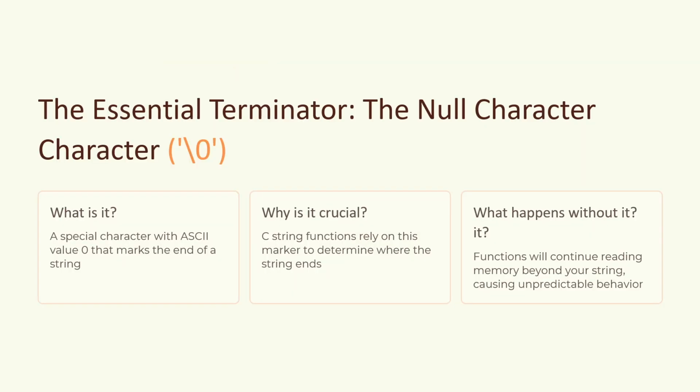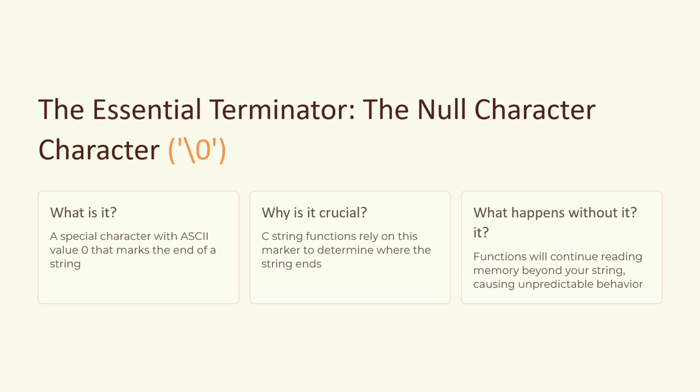Now we are going to see about the null character, which is the essential terminator. What is a null character? In the C programming language, every string must end with a special character known as a null character, represented as \0. This character has an ASCII value of 0 and acts as a signal indicating the end of the string.